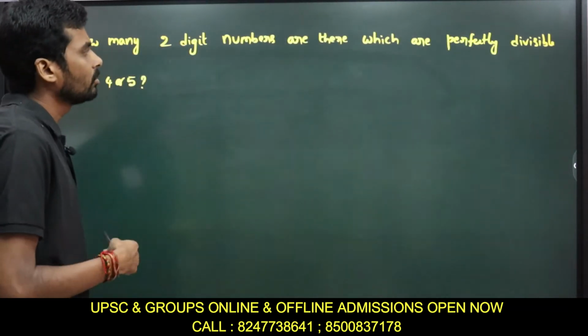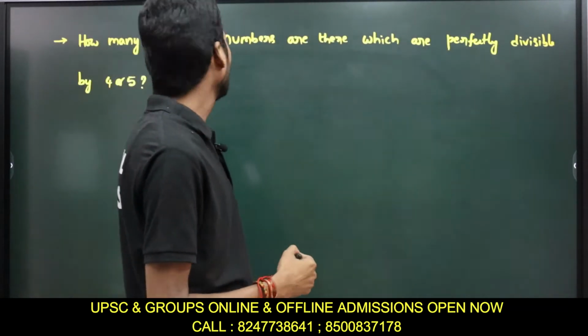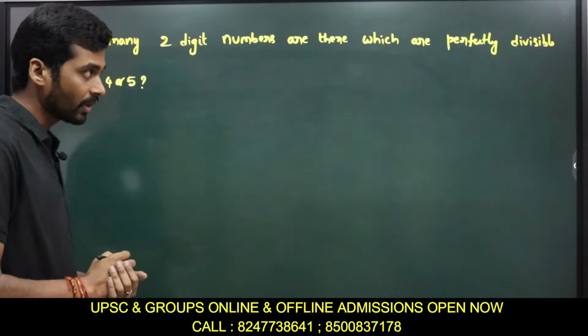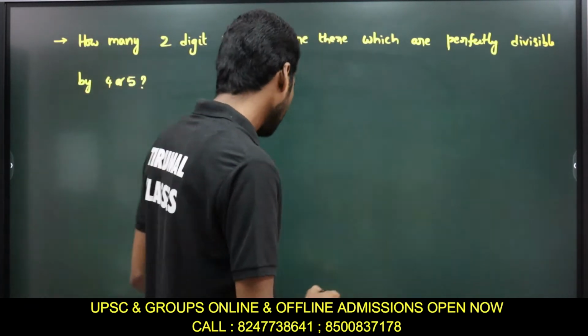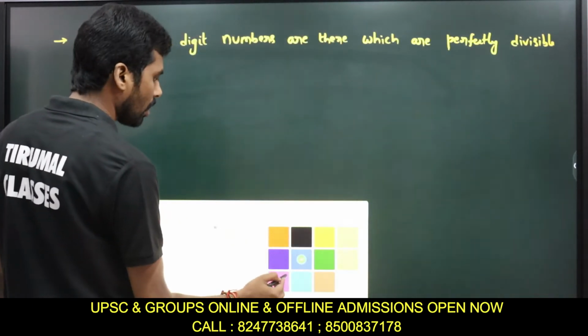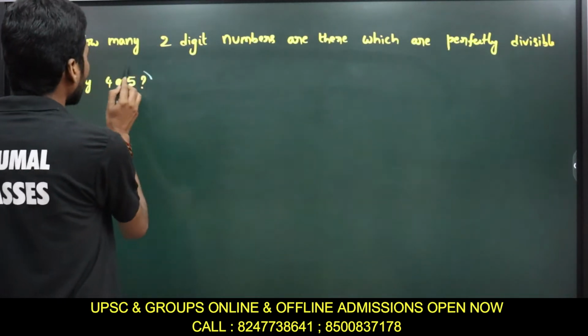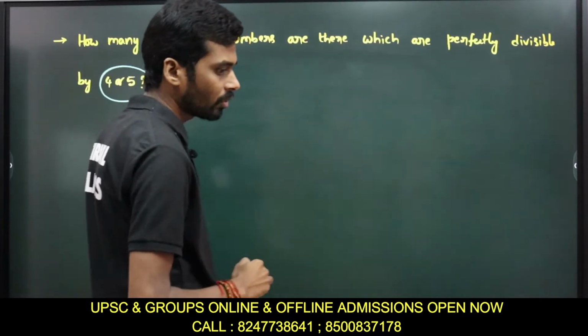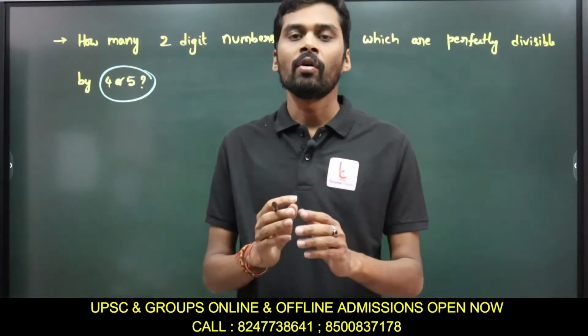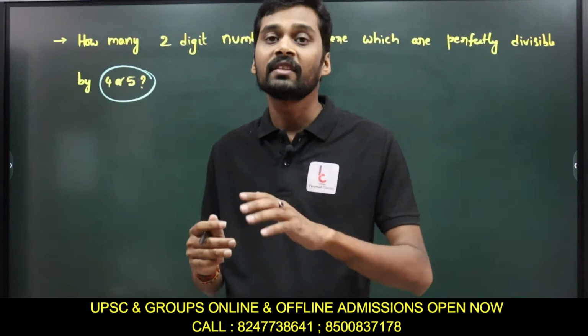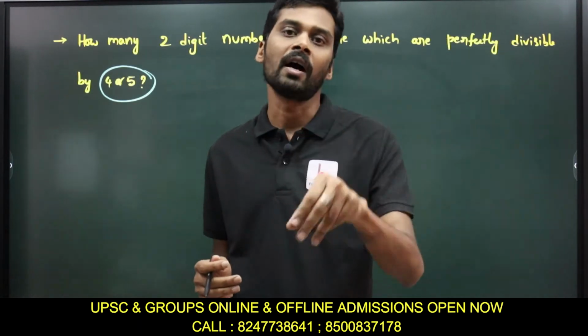How many two-digit numbers are there which are perfectly divisible by 4 or 5? 4 or 5. In the previous class we have seen how to find out the number of numbers divisible by numbers with a condition of OR.